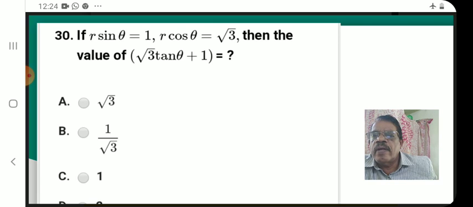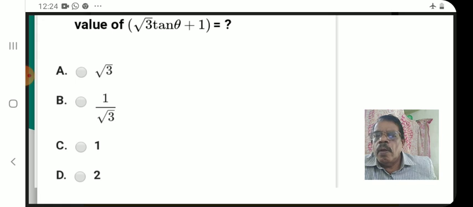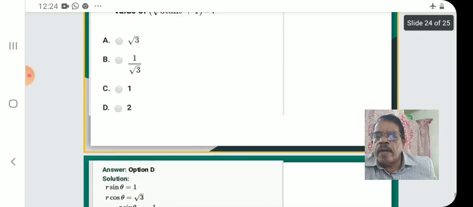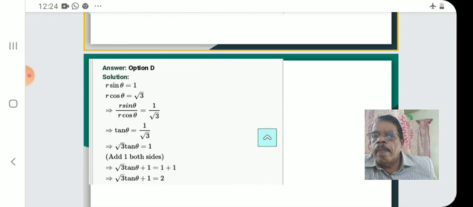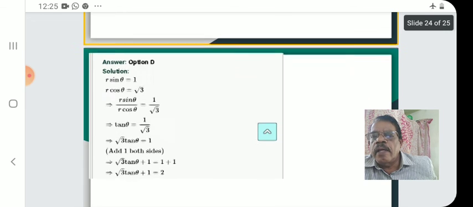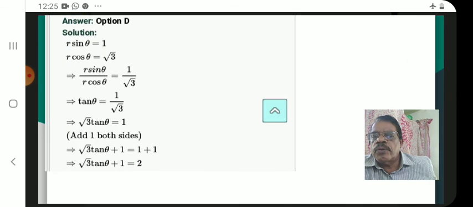ഇവിടെ r sin θ 1 ആണ്. r cos θ √3 ആണ്. ഭാഗിക്കുമ്പോൾ sin θ by cos θ is 1/√3. θ എന്നുള്ളത് 30 ഡിഗ്രി കിട്ടും. അതിവിടെ ഇടുമ്പോൾ tan 30 is 1/√3. √3 ക്യാൻസൽ ചെയ്യും. 1 + 1, 2 എന്ന് ആൻസർ കിട്ടും. ആൻസർ D, 2 എന്ന് വരണം. ആൻസർ D ആണ്.